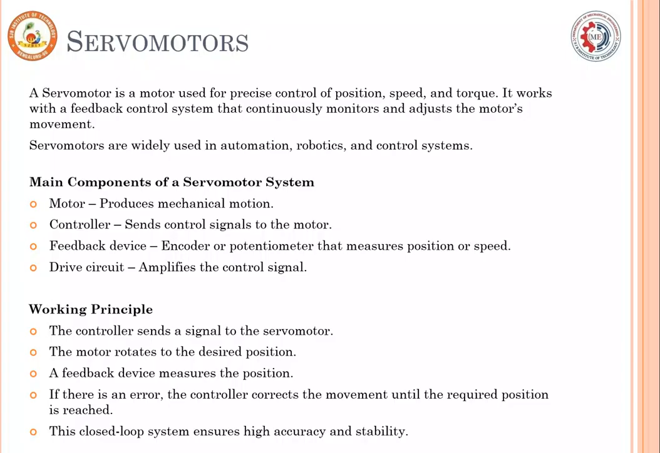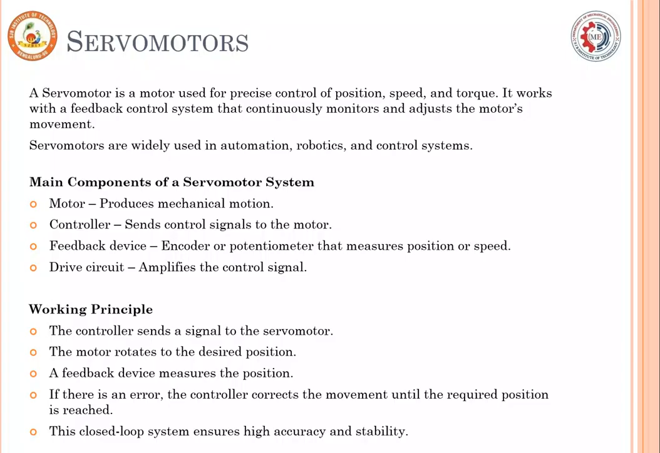The motor produces mechanical motion. Controllers give the control signals to the motor for proper operation. In the feedback device, there is an encoder which measures the position or speed in terms of increments. The least value of measurement we can do is 1 degree. There is also a drive circuit which amplifies the control signal.